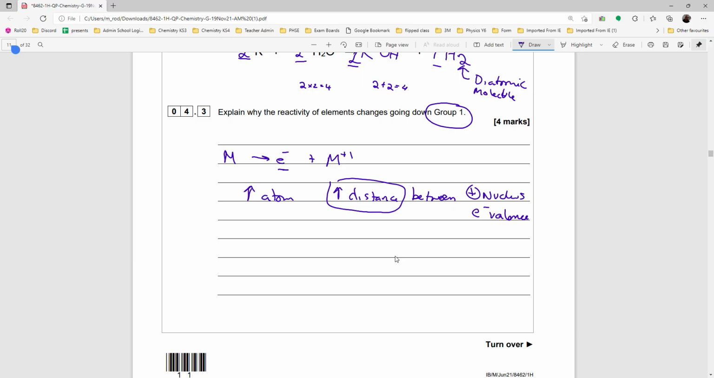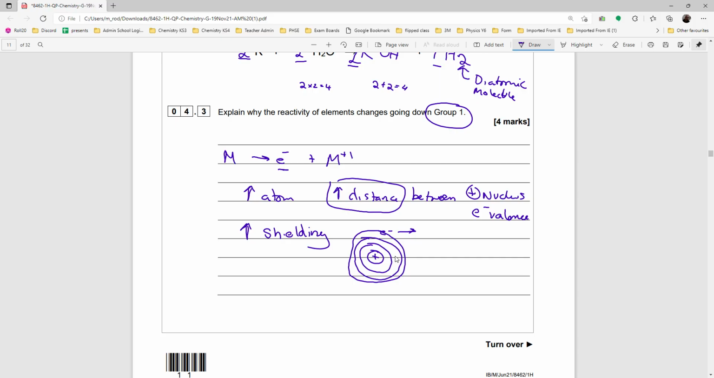The other reason why is there's also going to be a greater amount of shielding. Shielding, of course, means that if you have your positive nucleus and you have a shell of electrons and another shell of electrons and another shell of electrons, they're going to shield an outside electron, allowing it to be more easily lost. Now, explain why the reactivity of elements changes as you go down group 1.